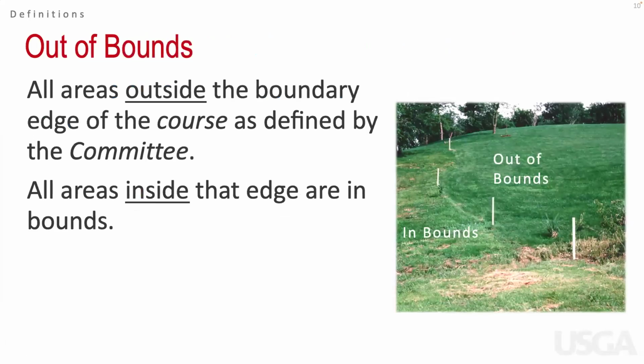So out of bounds. Out of bounds is all of the area outside the boundary edge of the course, like we've been talking about, as defined by the committee. The committee could be, if you were playing in a tournament, I could be the committee. If you're playing at your local club, your head professional might be the committee. The superintendent might be part of that because they are defining the boundary edges of the course. So the committee can be comprised of a whole bunch of different folks, but they are the ones that define out of bounds. And like I said, all areas inside that edge are going to be in bounds.